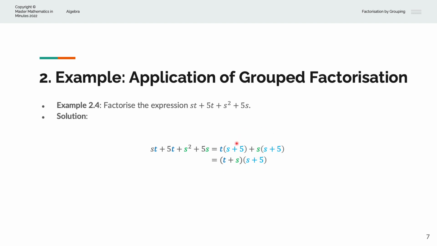And once again, we have s plus 5 as a common term, and we can factorize this expression further, and that becomes t plus s into s plus 5.